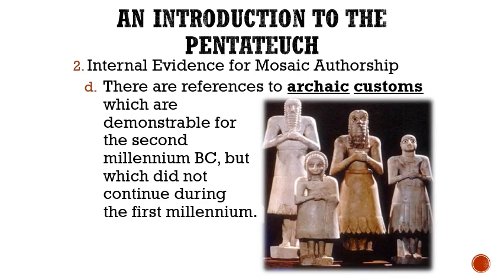Letter D. There are references to archaic customs which are demonstrable for the 2nd millennium BC, but which did not continue during the 1st millennium. Some examples of this can be seen first with the custom of begetting legitimate children by handmaidens, such as with Abraham and Hagar. Secondly, the validity of an oral deathbed will, like with Isaac to Jacob.